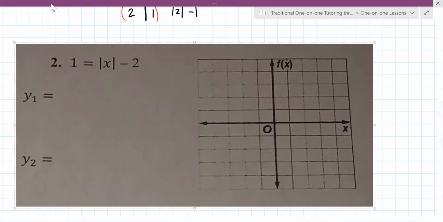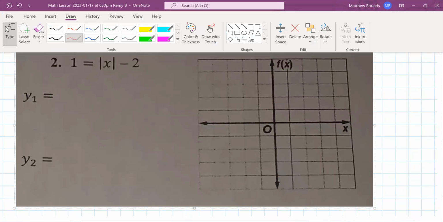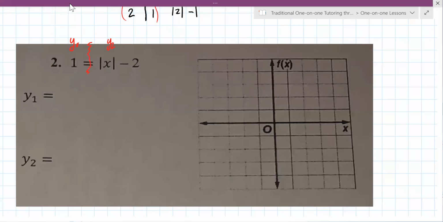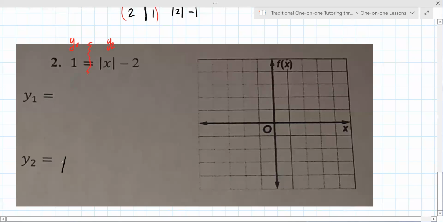So I arbitrarily just said the 1 is the y1 and the absolute value of x minus 2 is the y2. I'm just picking that. You could switch the order and say you want the y2 to be 1, but it doesn't really matter. I'm going to use the same convention that we used last time and make absolute value of x minus 2 the y2. Is that okay? Yeah.